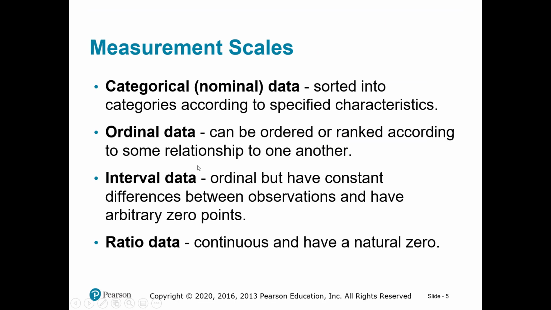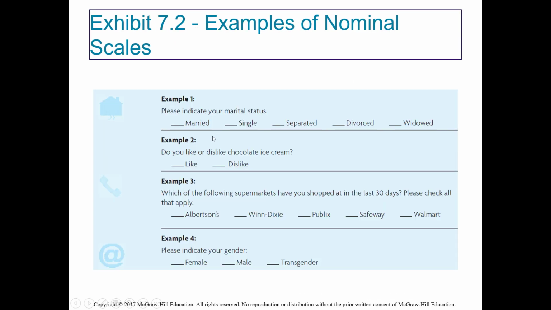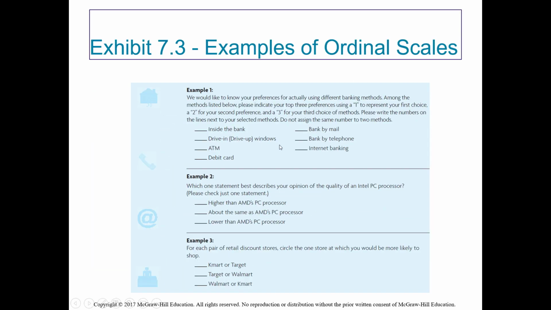So the next example is ordinal data. This is measurement scales where we can order things. So let's have a look at ordinal data.